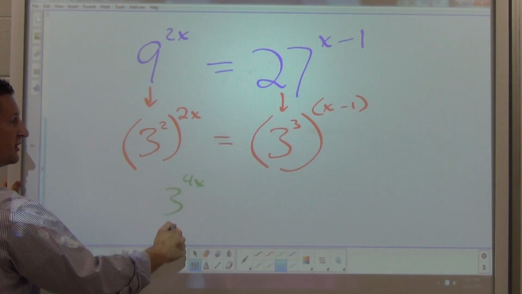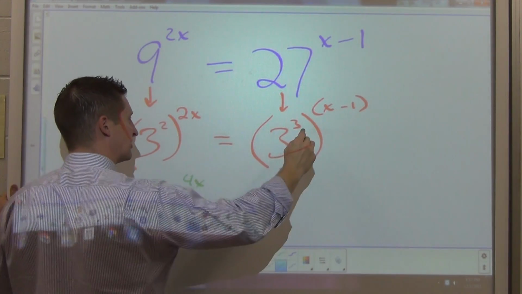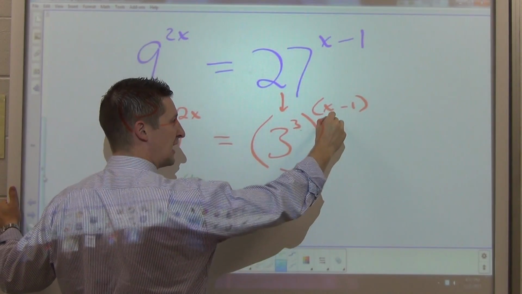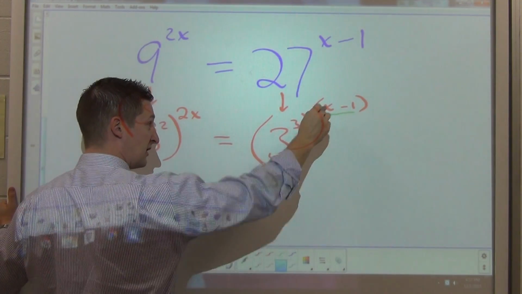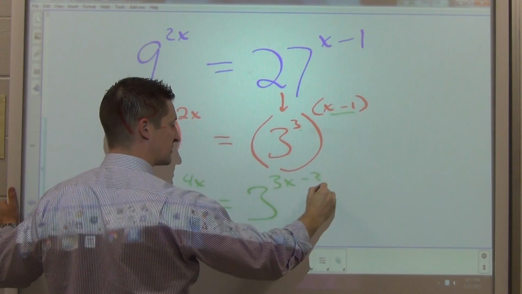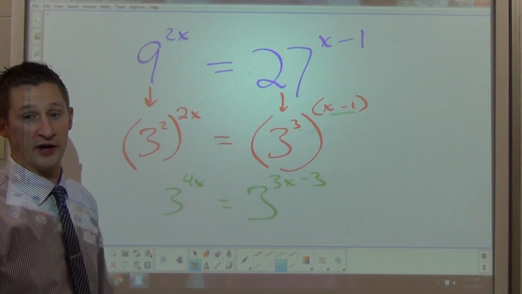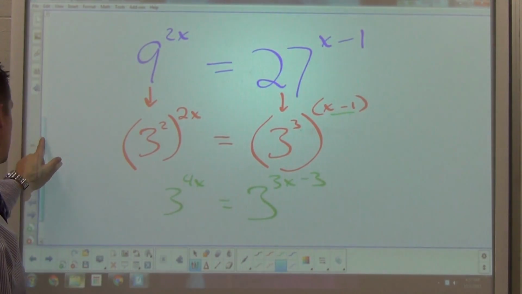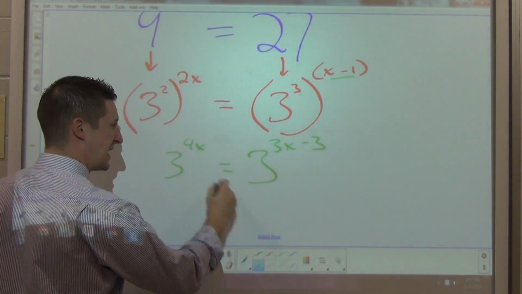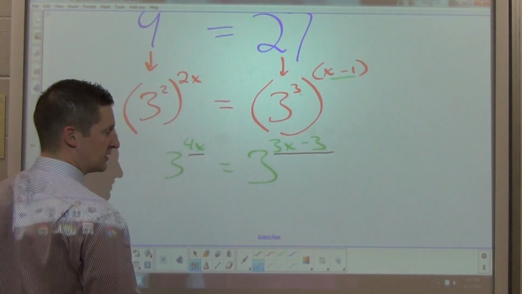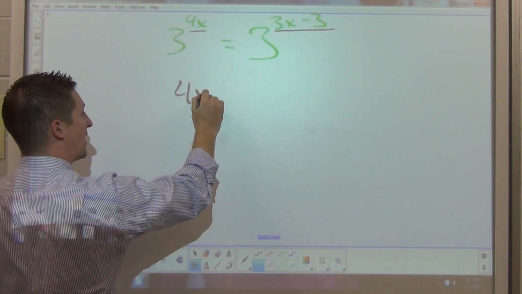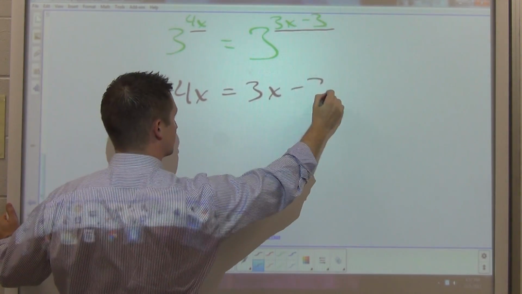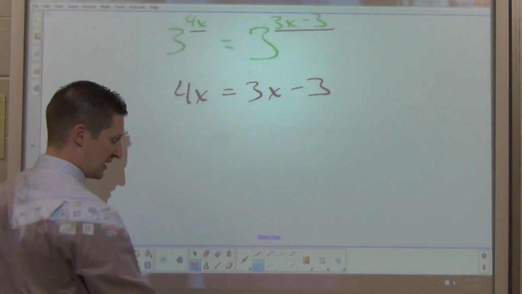So on one side I have 3 to the 4x. Over here, I multiply these exponents together. I take the 3 times x minus 1, the whole thing, which means I really need to distribute, and that'll turn into 3x minus 3. Now that I have the same base on both sides, I'll do like I did before and equate the exponents. If these have the same base, then their exponents have to equal each other as well. So I could write 4x is equal to 3x minus 3, and then solve for x.